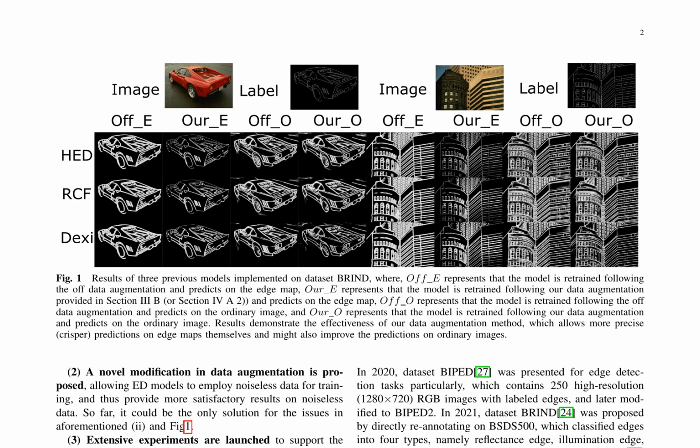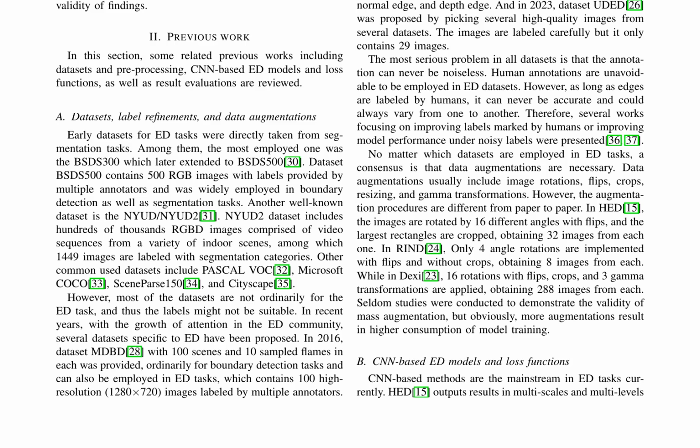The paper reviews previous works on ED tasks, including datasets, preprocessing, CNN-based ED models, and loss functions. The datasets reviewed include BSDS 300, BSDS 500, NYUD, NYUD2, Pascal VOC, Microsoft COCO, Scene Parse 150, Cityscapes, MDBD, BIPED, BRIND, and UDED. The paper highlights the limitations of these datasets, including the unavoidable noise in human annotations.